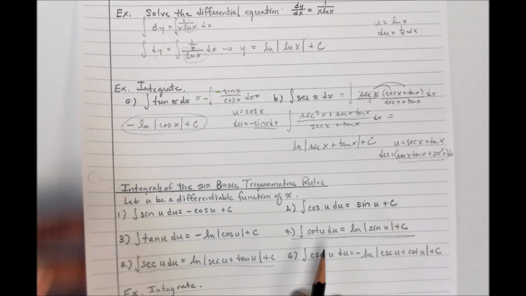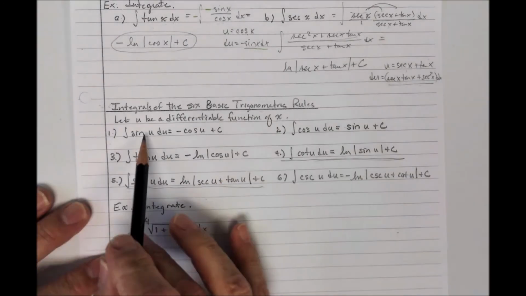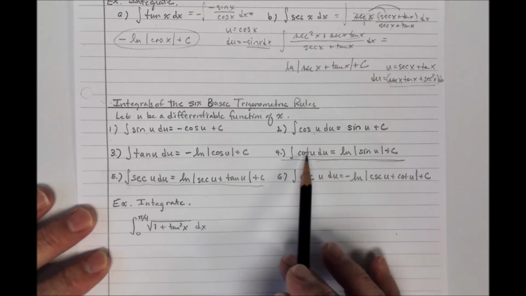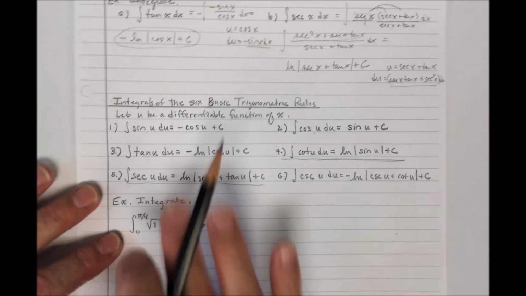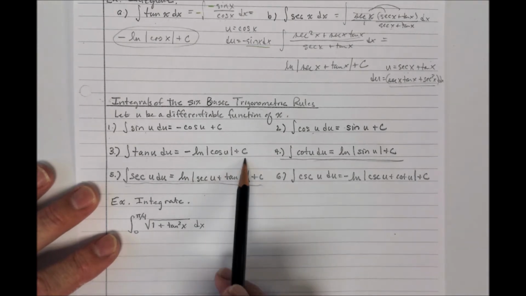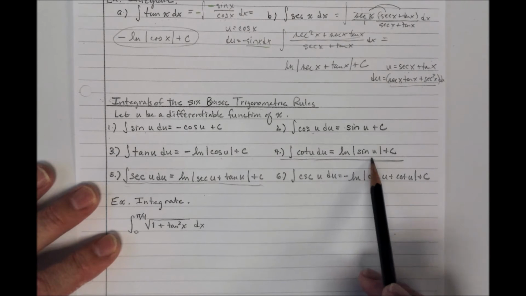Here are the integrals for the 6 basic trig functions. We already knew the first two. We had those earlier on, but here's now for tangent and cotangent. Now notice how similar they are. This is negative natural log of the absolute value of the cosine of u plus a constant. For a cotangent, it's natural log of the absolute value of the sine of u plus a constant.